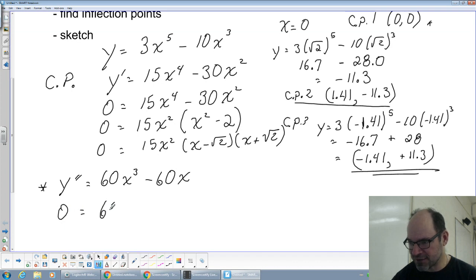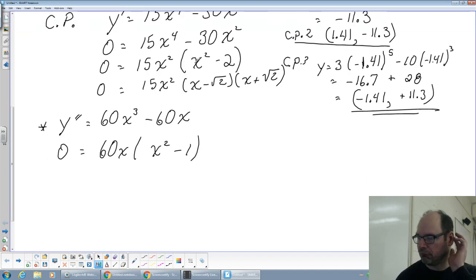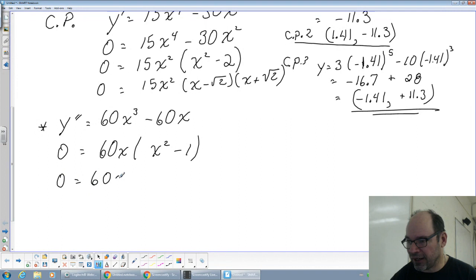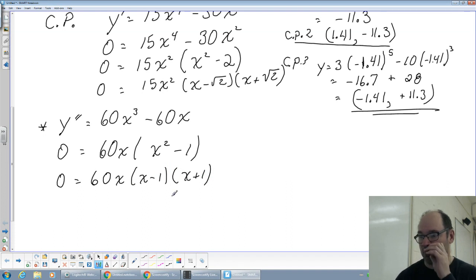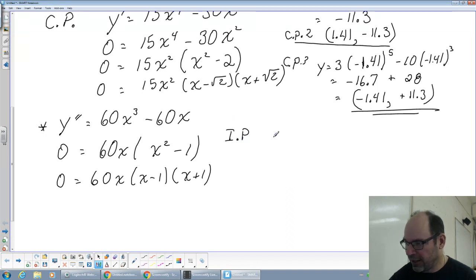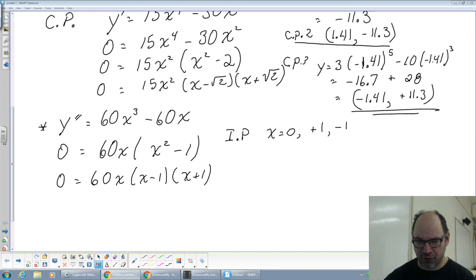So this is going to be 60x times x squared minus 1. This means we've got 60x times x minus 1 times x plus 1. So look at the amount of inflection points that we have. We have 3 inflection points. We have an IP at x equals 0, or x equals positive 1, or x equals negative 1, because we're solving those to 0. So we have 3 possible inflection points.